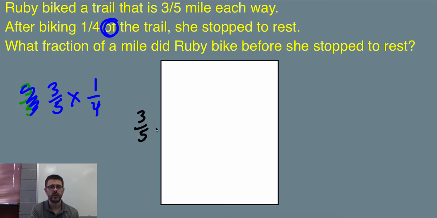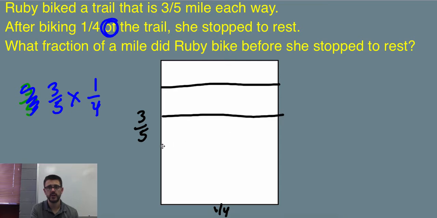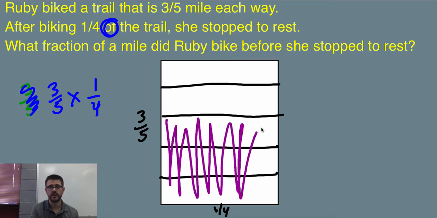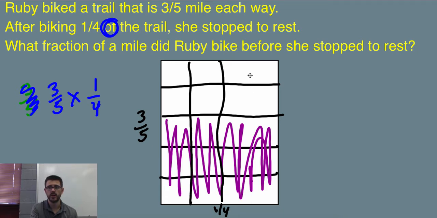So I start with my 3/5 out to the side and my 1/4 along the bottom. 3/5 means I want to break it up into 5 equal parts, or close to equal. Hopefully your lines are better than mine. And I want 3 of them. So I'm going to shade in 3 of my lines. You can do a much better job of shading all the way in for me. Then going up and down, I want 1/4. So that means I'm going to break it up into 4 parts. Sorry, that was a horrible line.